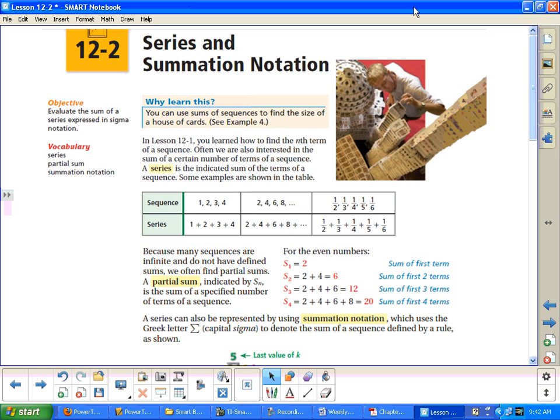All right, lesson 12.2, we're going to talk about what's called a series and summation notation. We're going to learn how to evaluate the sum of a series expressed using sigma notation. And sigma is a big letter E that we'll talk about here in a minute.